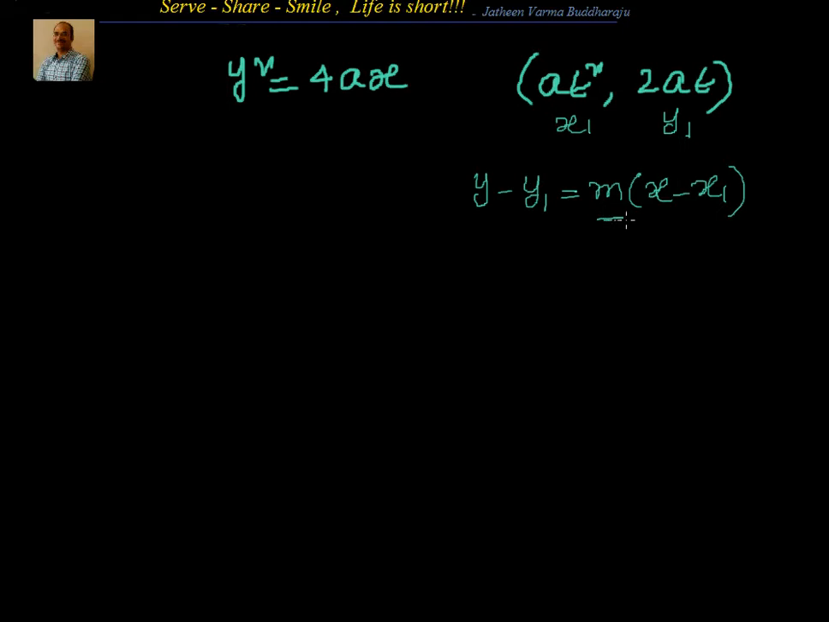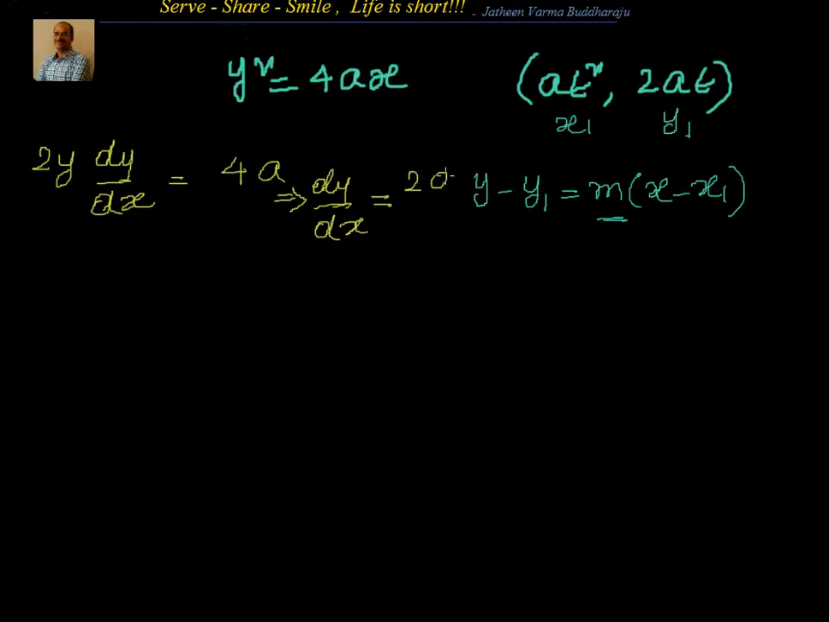Now we don't know the slope. So to find the slope, we will leverage the derivative. We will differentiate on both sides. I will have 2y dy by dx equal to 4a, because the derivative of x with respect to x is 1. So can I say that dy by dx is equal to 4a by 2y, or it is equal to 2a by y? Dy by dx is equal to 2a by y.